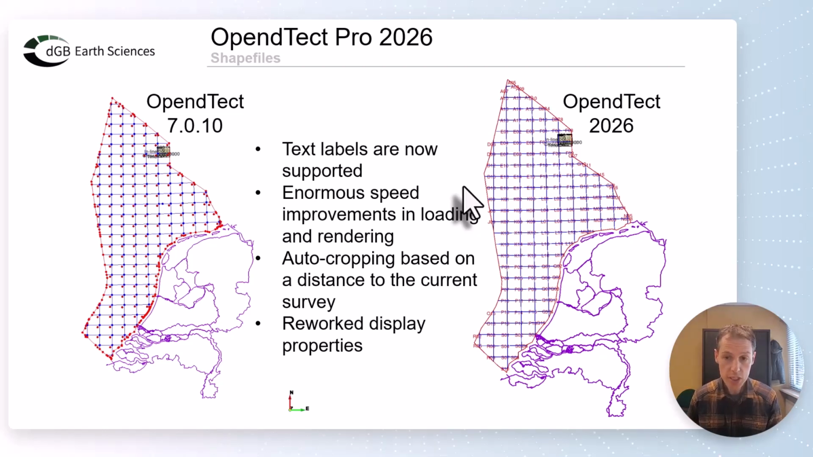Finally, we have reworked the display properties to make them more dynamic, more contextually linked to the item being displayed from the shapefile, depending on whether it is a text label, a line, or a polygon.